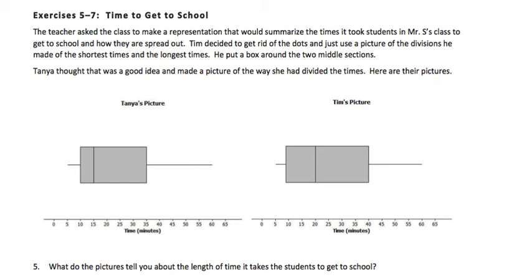The teacher asked the class to make a representation that would summarize the times it took students in Mr. S's class to get to school and how they are spread out. Tim decided to get rid of the dots and just use a picture of the divisions he made of the shortest times and the longest times. He put a box around the 2 middle sections. Tanya thought that was a good idea and made a picture of the way she had divided the times, and these are their pictures.